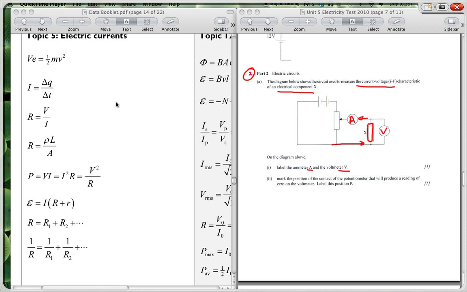Your voltmeter is always in parallel. Now this is a very high resistance device. That means that there's just about no current that actually flows through the device. So it'd be something like that.